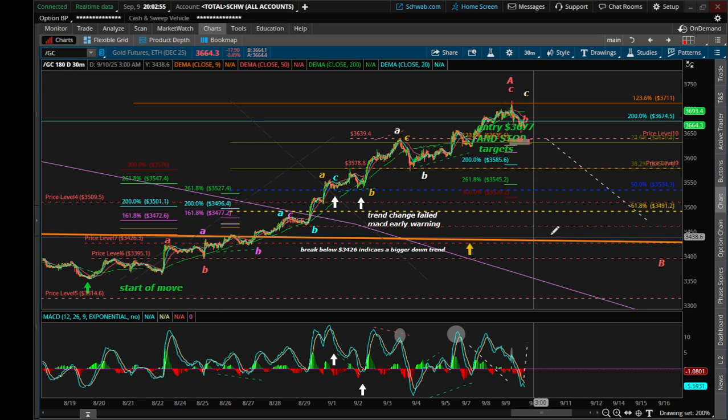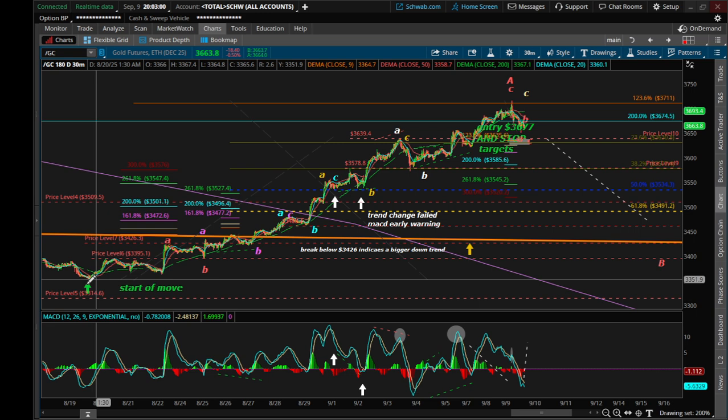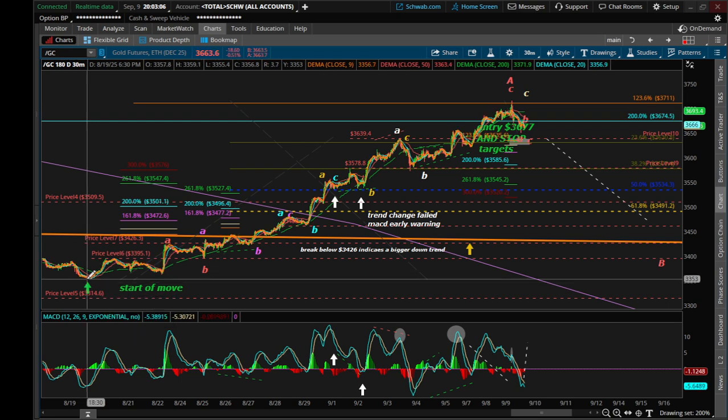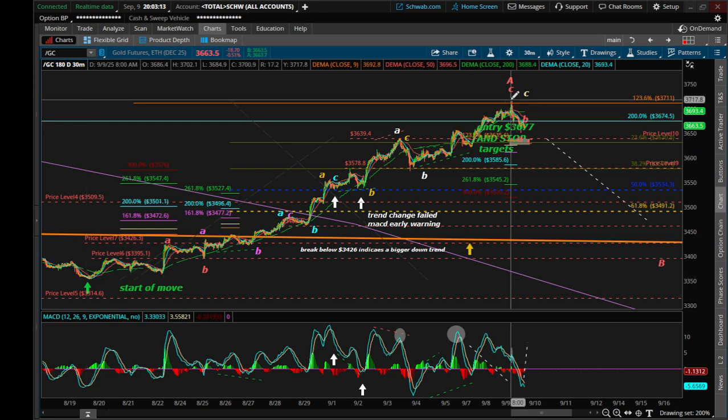This is the update on the gold futures chart. We're starting our count from August 20th at the 34.50 area, and we've reached what I believe is a high at 37.15.